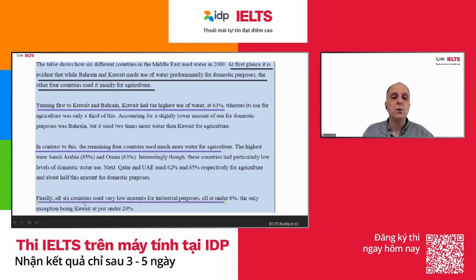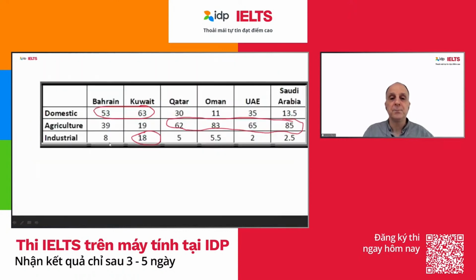Finally, all 6 countries used very low amounts for industrial purposes, all under 8%. The only exception is Kuwait, just under 20%. So when we look again here, so when these numbers are very low, we only need to mention very briefly. Okay.